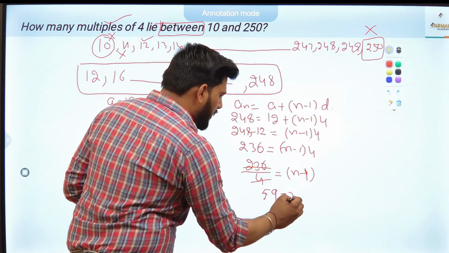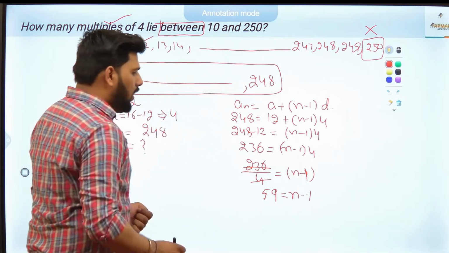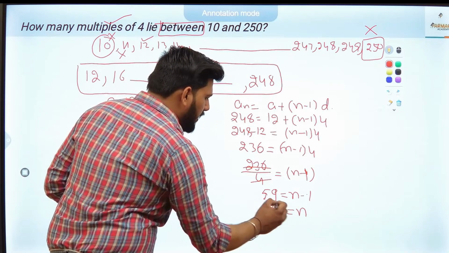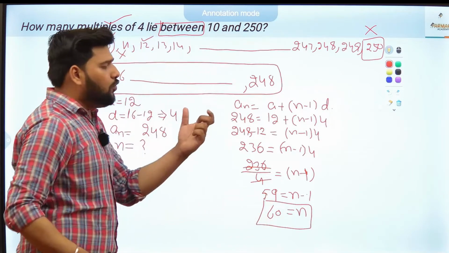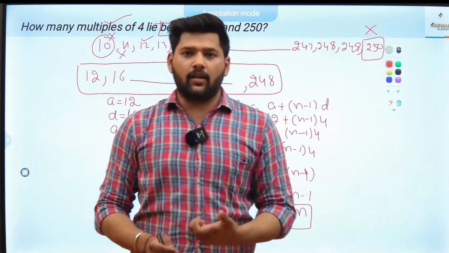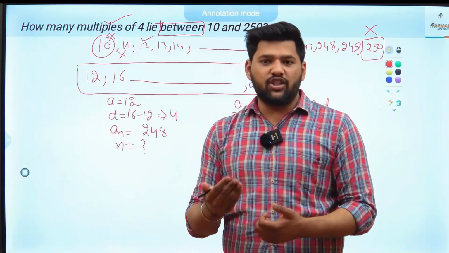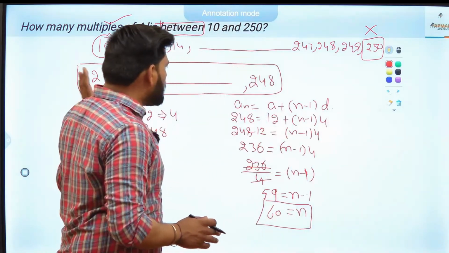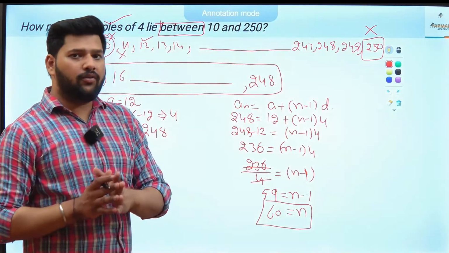59 is equal to n minus 1. So value of n is equal to 60, means 248 की इस सीक्वेंस, एपी सीक्वेंस में जो पोजीशन है वो 60th है. इसका मतलब यही हुआ कि इस सीक्वेंस में टोटल 60 नंबर ऑफ टर्म्स है.